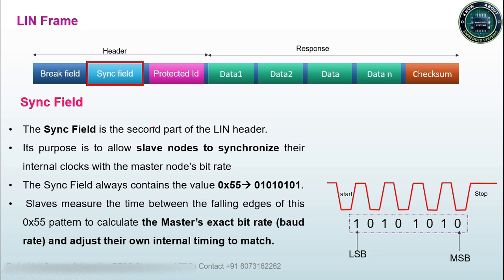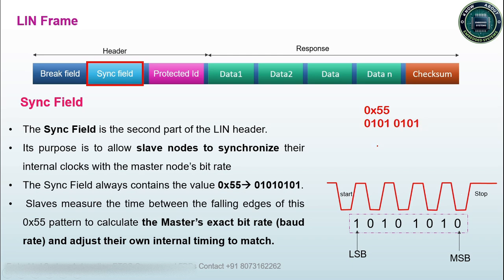So what do you mean by this sync field? In your LIN protocol, we don't use any clock to transmit data, and the baud rate is also not designed from master to slave. We design it only to the master but not to the slaves. So that's why we're going to use something called a sync field, and this sync field is an 8-bit information, which is 01 01 01 01.